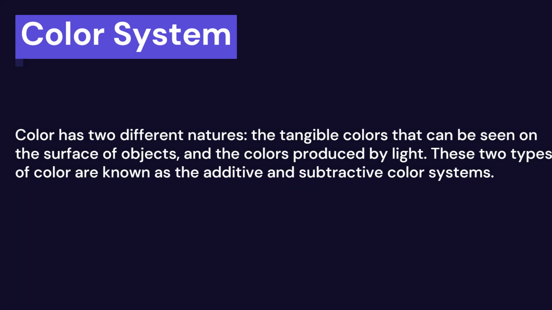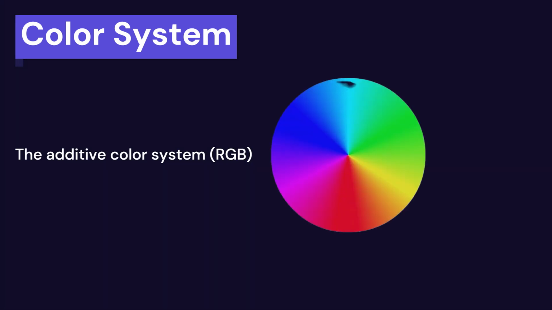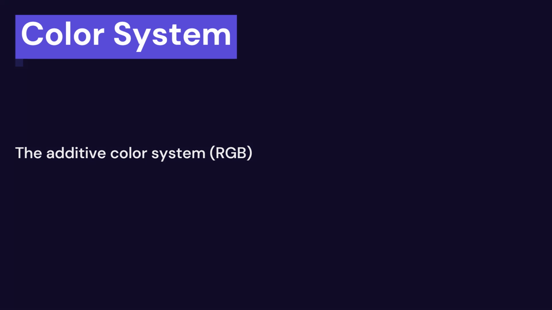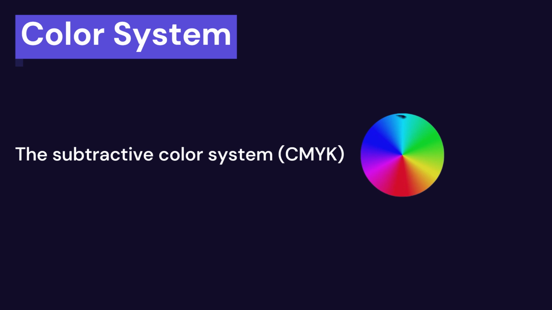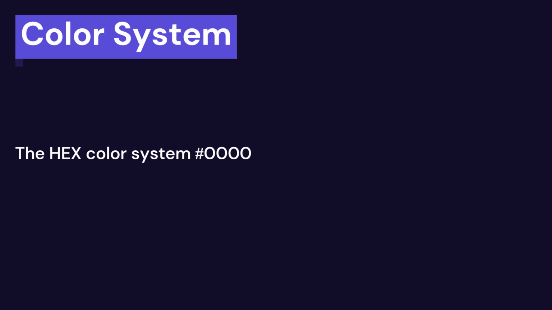Let's look at the color system. Color has two different natures: the tangible colors that can be seen on the surface of objects and the colors produced by light. These two types of colors are known as the additive and subtractive color systems. In the color system, we have the additive color system, which is RGB, and we also have the subtractive color system, which is CMYK, and the hex color system, which is HEX.